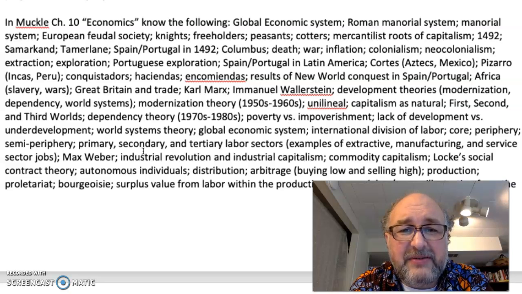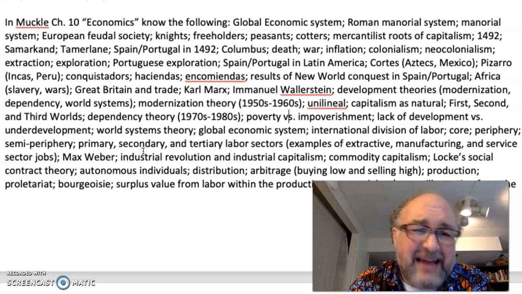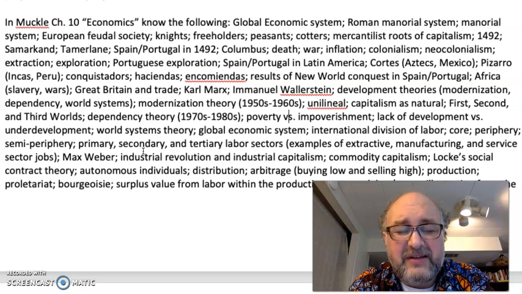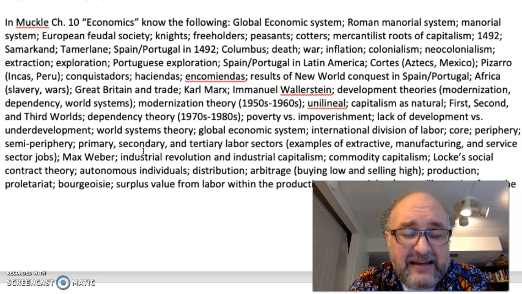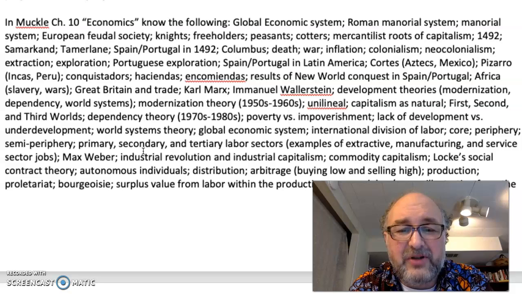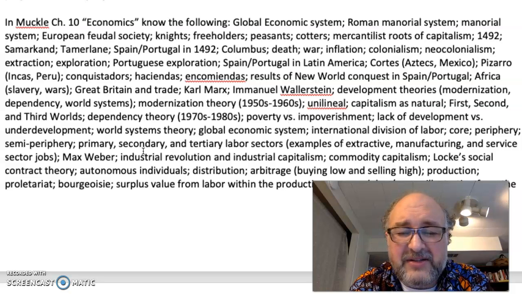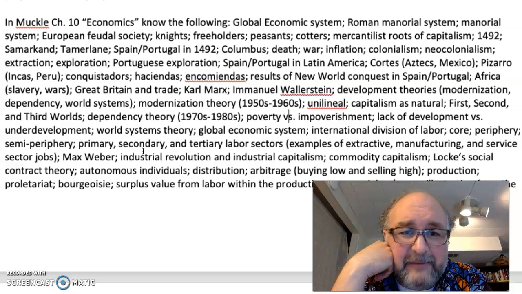Mercantilist roots of capitalism, looking at 1492. Remember the most important date, and Samarkand in Central Asia, the most important city, with Tamerlane, who built it and built all those universities there. In contrast, Spain and Portugal were descending toward madness. There was genocide. There was total collapse of the society, ethnic cleansing going on, just complete and utter violence and ridiculous, over the top stupidity.